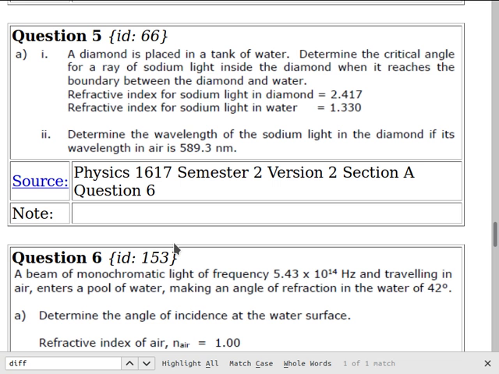Anyways, a diamond's placed in a tank of water. What is the critical angle for the light when it reaches the boundary between the diamond and the water? Well, this will only take you a few seconds to do.